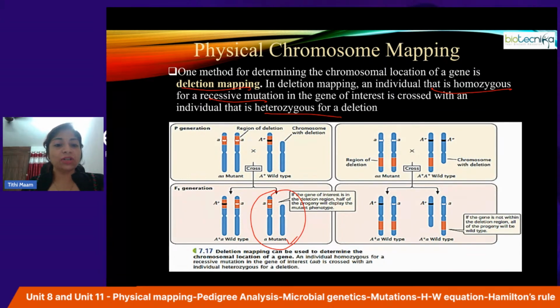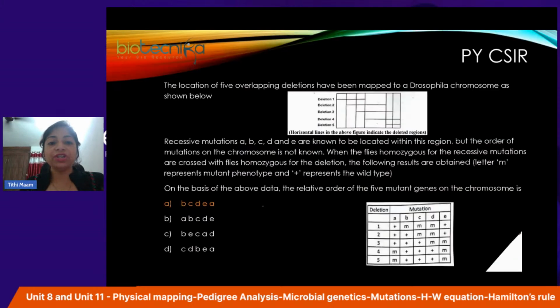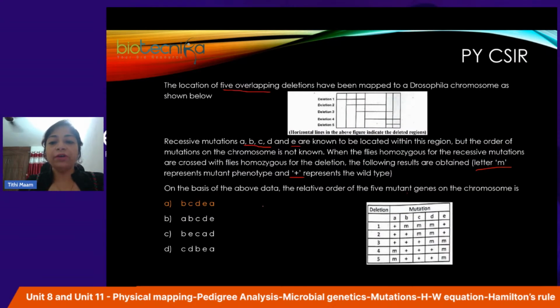Because it has got the whole chromosome from one parent, and the other parent is giving the deleted chromosome. The deleted chromosome does not have any copy, so this recessive allele will show its phenotype, and that will be the recessive phenotype. In our question, the recessive phenotype will be the M phenotype, which is the mutant phenotype, whereas dominant will be the plus.